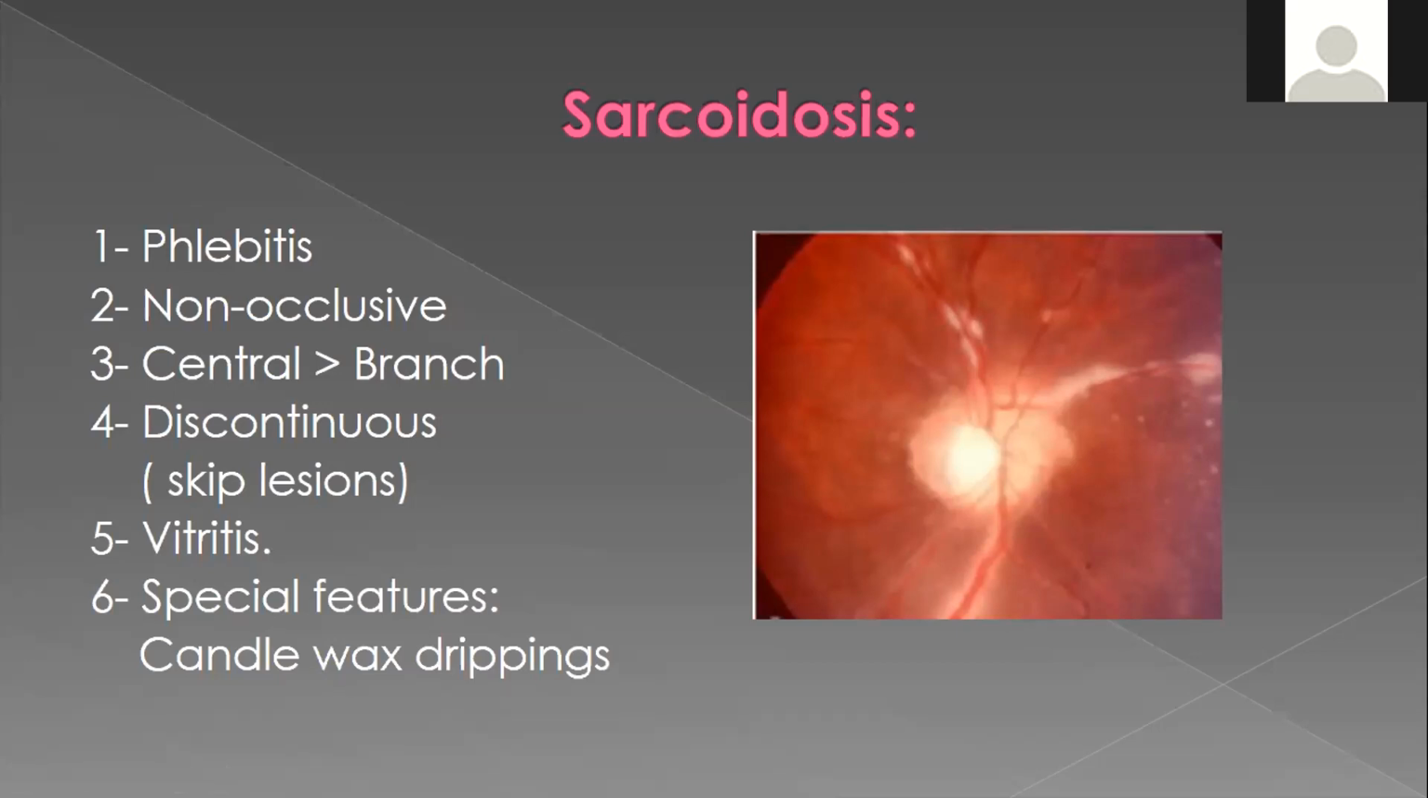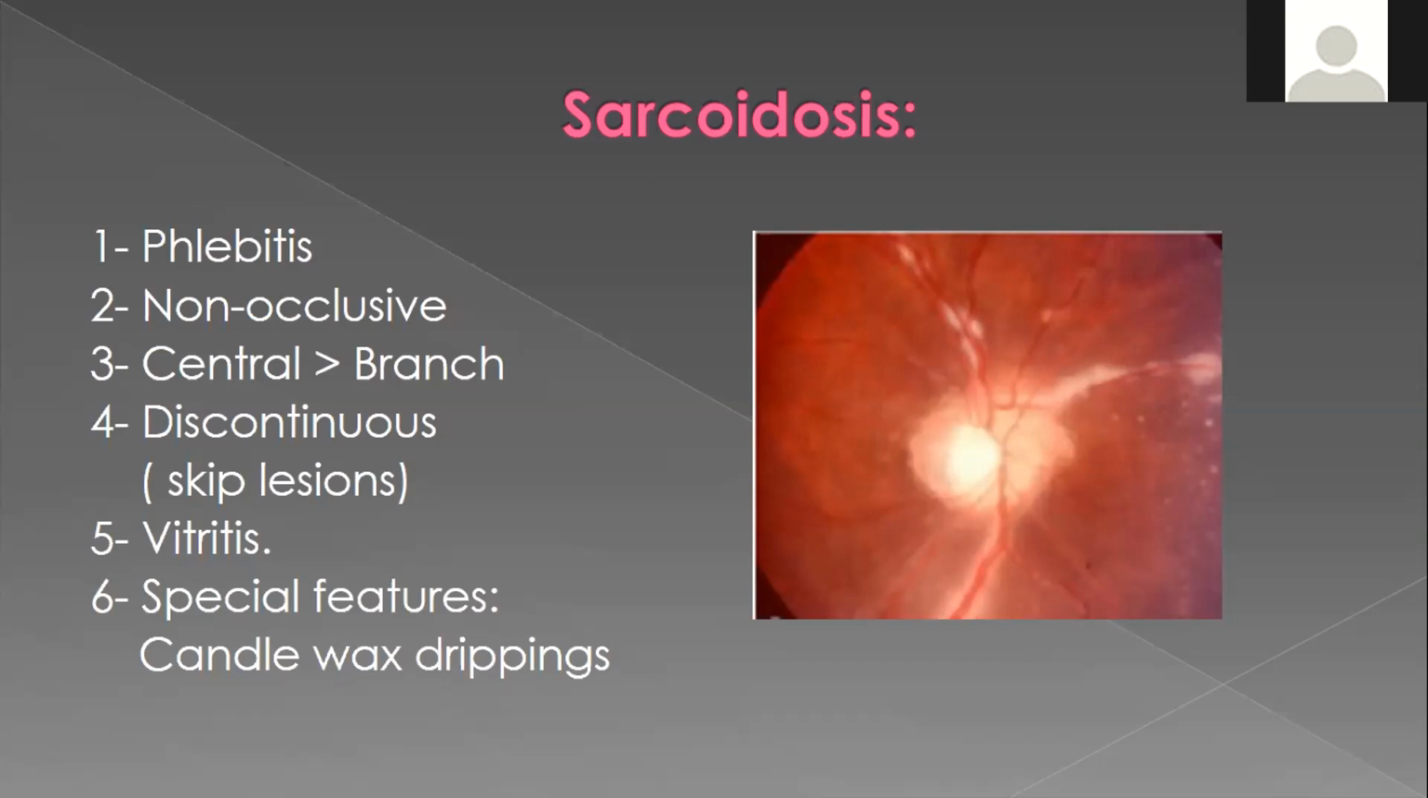If I have a few moments, I would elaborate on this important sign. Where in this photo is the candle wax drippings, do you think? Previously, there was a concept that the candle wax drippings are those whitish or yellowish exudate surrounding the vessel. No, this is not the candle wax drippings. These whitish or yellowish exudates surrounding the vessel are known as exudative vasculitis.